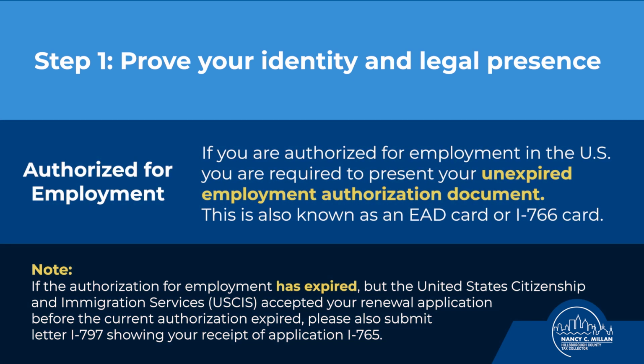Authorized for employment. If you are authorized for employment in the United States, you are required to present your unexpired employment authorization document. This is also known as an EAD card or I-766 card. Note: if the authorization for employment has expired, but the USCIS accepted your renewal application before the current authorization expired, please also submit letter I-797 showing your receipt of application I-765. Otherwise, you must wait to receive the new EAD card.